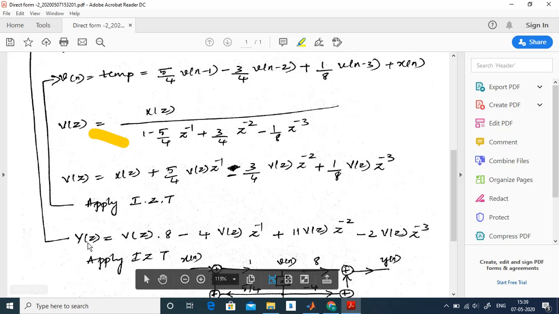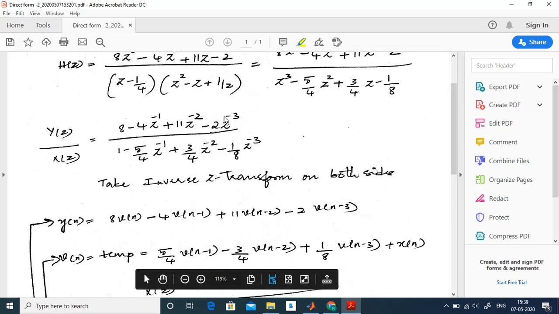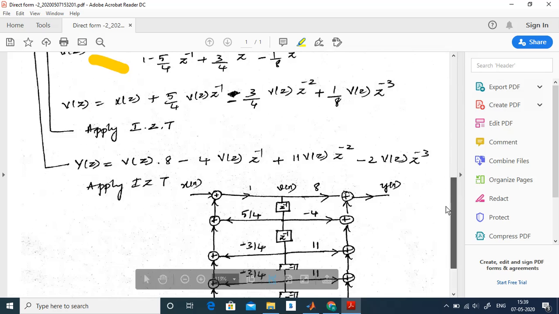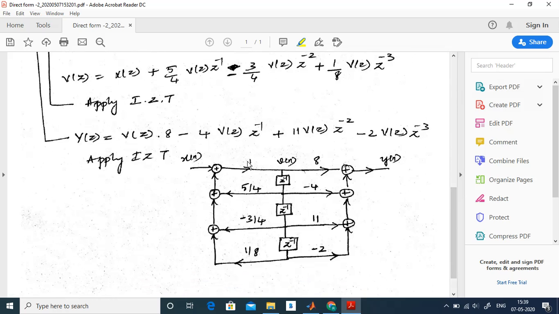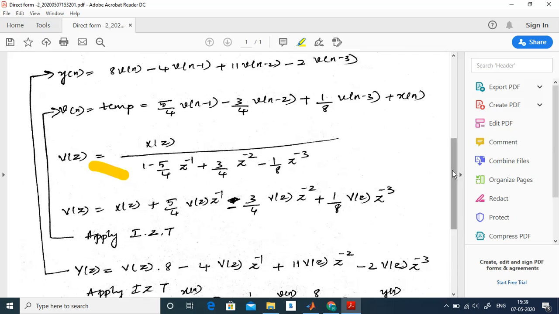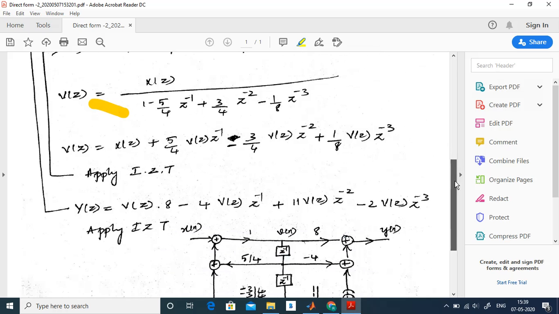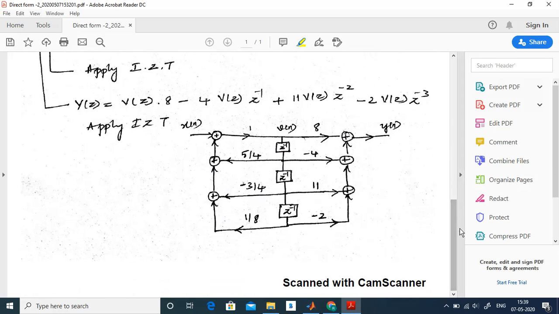Similarly, you can get another function in terms of Y(z), wherein it is all zero filter, which is nothing but only numerator polynomial of this original transfer function. Again, I'll apply inverse Z transformation on this particular equation so that you will get an equation something like this. Now, based on these two equations, I'm going to draw direct form 2 structure, which will look something like this.